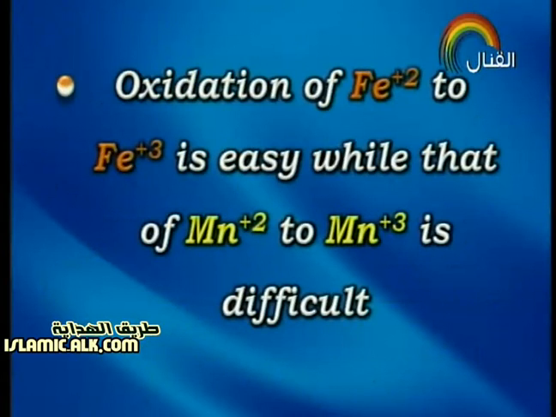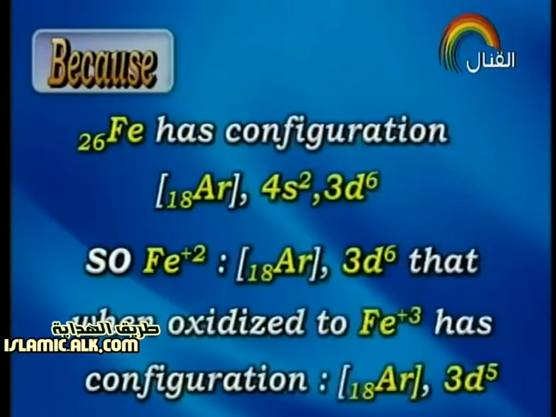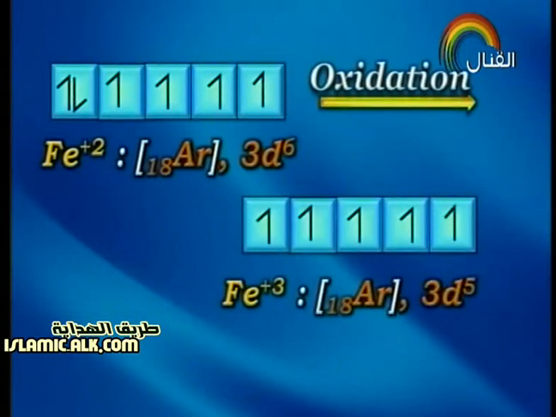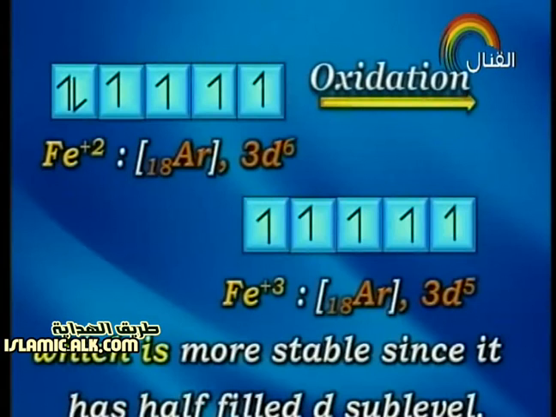My dear students, we have another give reason in this point. Oxidation of iron positive 2 to iron positive 3 is easy, while that of manganese positive 2 to manganese positive 3 is difficult. The reason for that: iron, atomic number 26, has electronic configuration argon 18 4s2 3d6. So iron positive 2 is argon 18 4s0 3d6, and when oxidized to iron positive 3 it has configuration argon 18 4s0 3d5. That means, as shown on the screen, with the oxidation of iron positive 2 to iron positive 3, we have reached the half-filled d sublevel, which is more stable since it is half-filled.